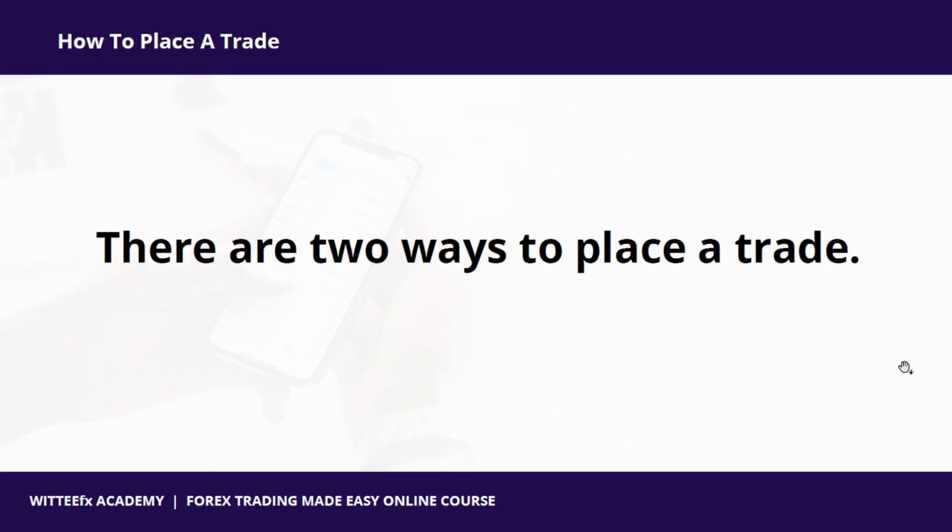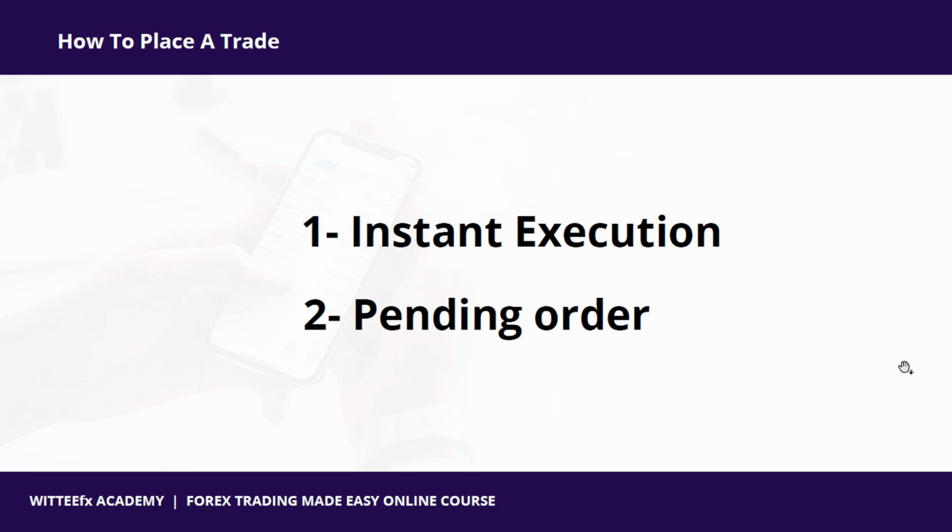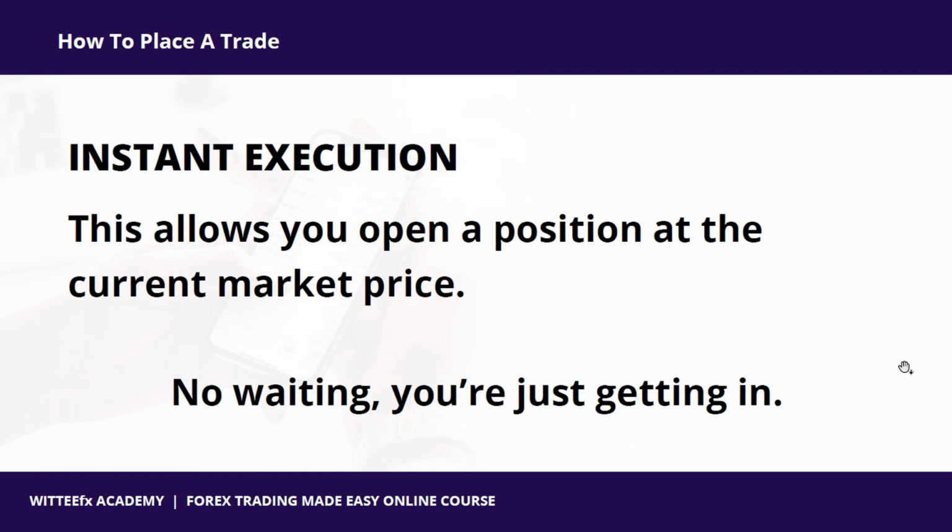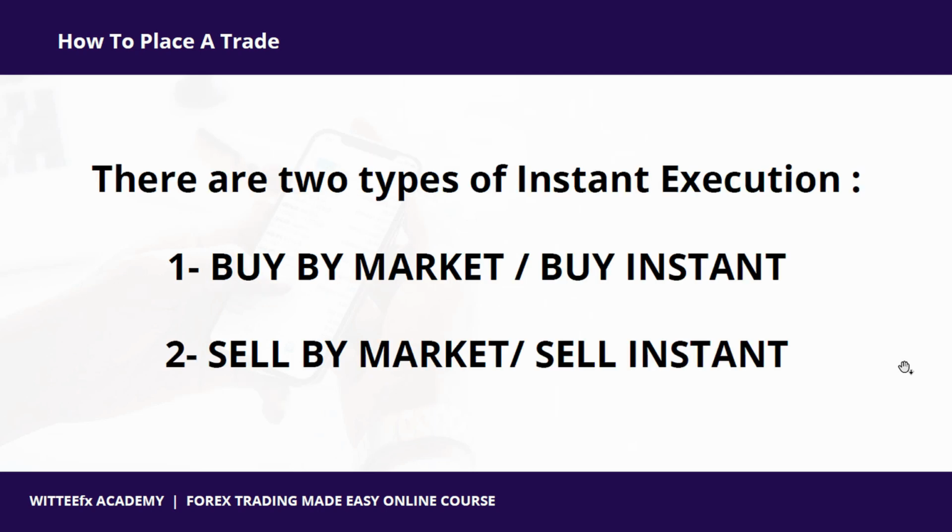So there are two ways to place a trade. Number one is called instant execution, and number two is called pending order. Instant execution allows you to open a position at the current market price. In other words, no waiting, you're just getting in right where the market is.